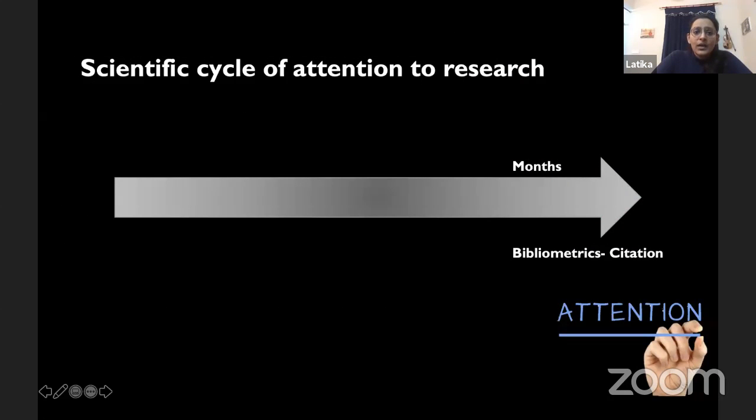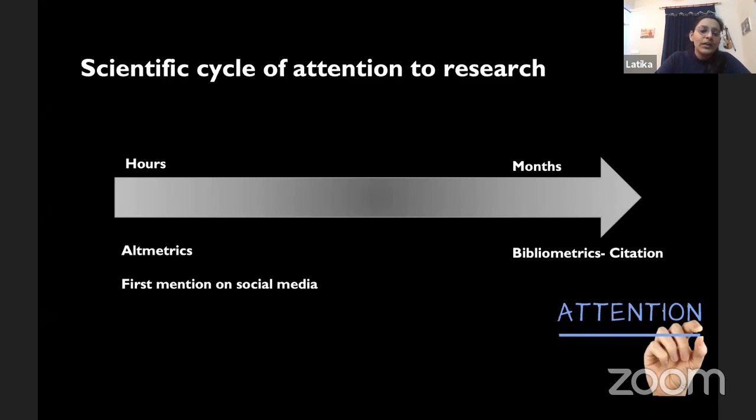And also, if you look at the scientific cycle of attention to research, one is months and years, that is citation, the traditional metrics. But if you look at today's world, which is fast-paced, with altmetrics, you have an article published within 2 minutes. It can be on social media. You tweet about it, your friends tweet about it, and then your colleagues tweet about it. And then it's noticed. If you use hashtags, we'll look at the strategies further.